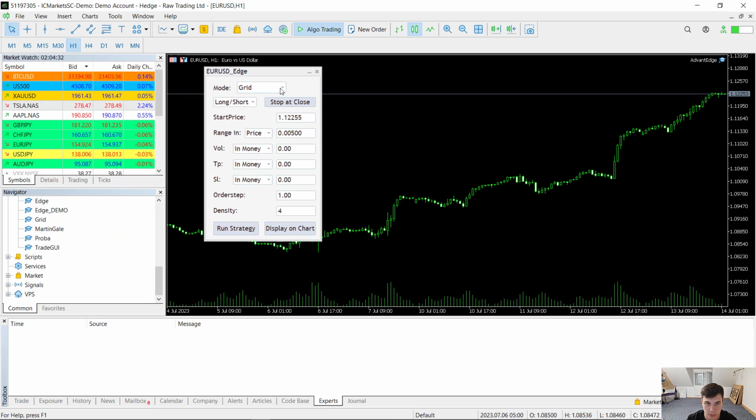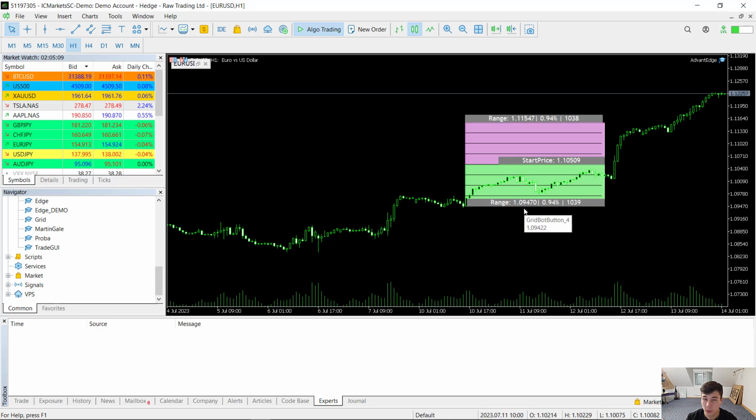Now, the next thing we are going to discuss is the grid mode. But first, what is a grid trading strategy? A grid trading strategy is kind of the opposite of a martingale trading strategy. It works when markets are not volatile, or markets just go sideways or go up and down, but not in a clear direction.